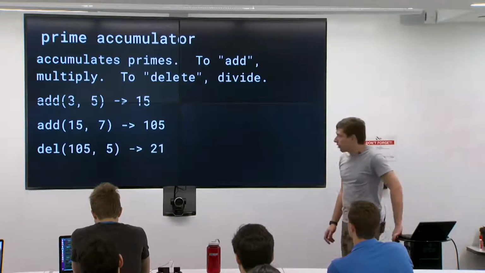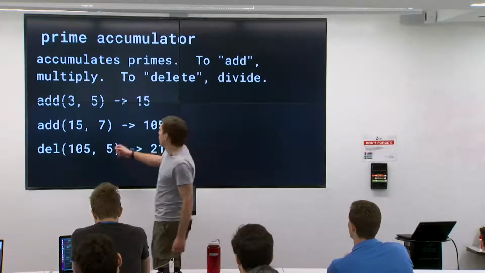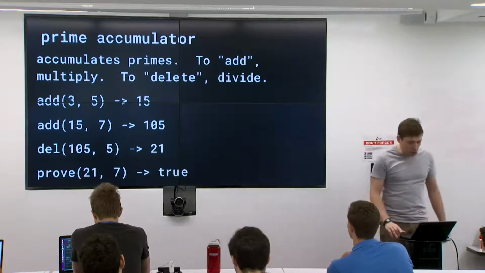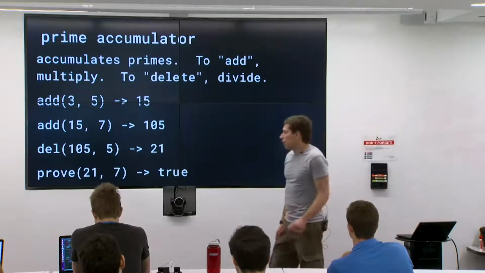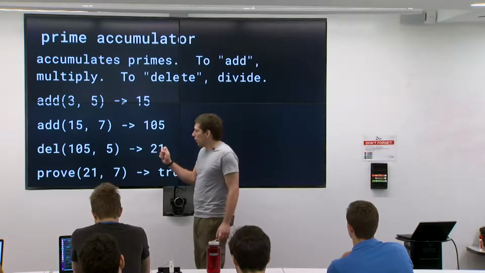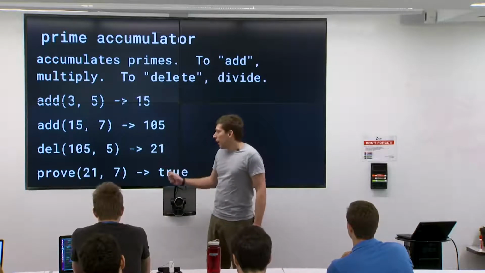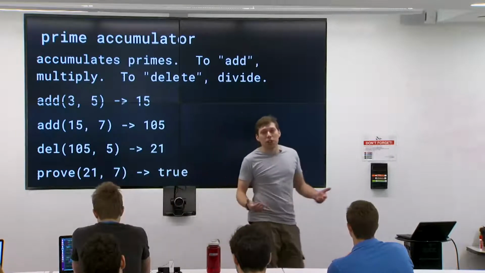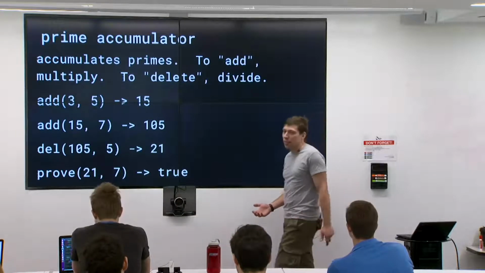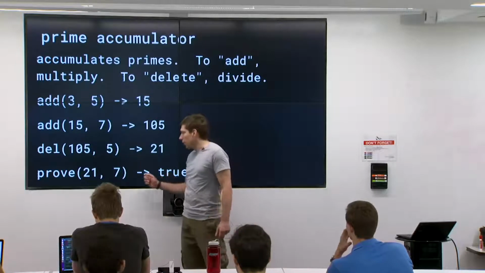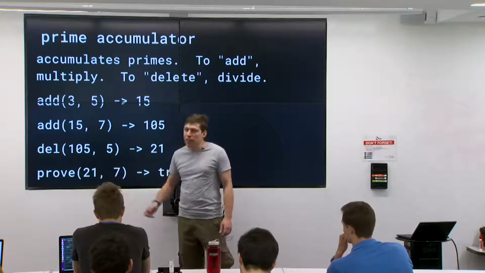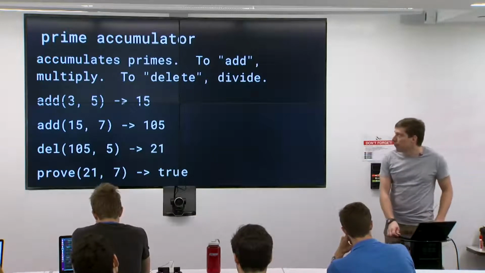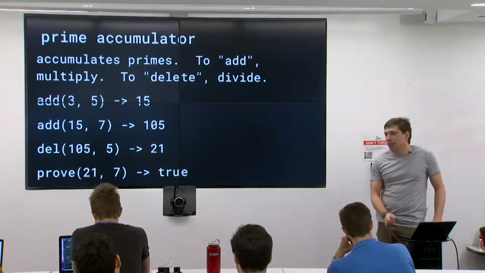And if you want to delete, you can say, okay, I'm going to delete the number 5 from this accumulator. Just divide. Now I get 21. And then I want to prove 7 is in there. I can say, hey, 7 is in this accumulator. It was added but not deleted. I try to divide 21 by 7, and it worked. I want to make sure there's no remainder, that it divides evenly. So I get a true. If I divide 21 by 7, I get 3, which is a natural number. It works. So this is kind of cool.